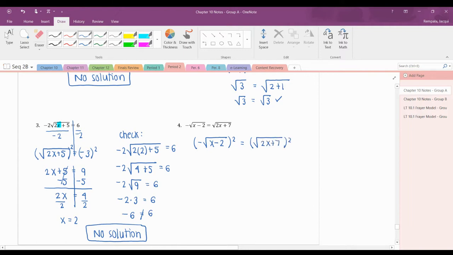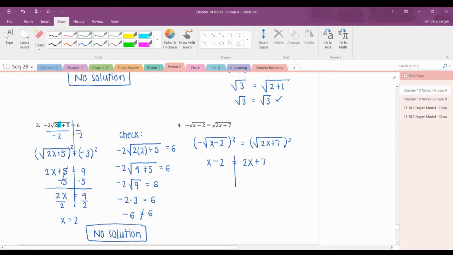Now remember, when you square something, you're multiplying it by itself. So that negative on the outside on the left, you're taking a negative times a negative. That's going to turn into a positive. Under the square root, we will then have x minus 2 because we were squaring a square root. On the right side, we'll take what's under the square root, which is 2x plus 7.